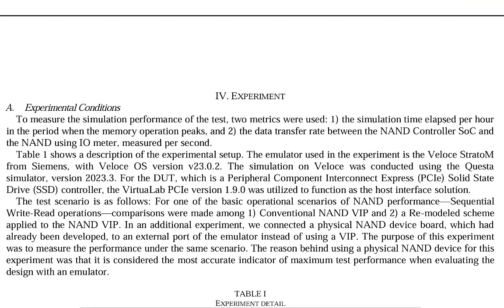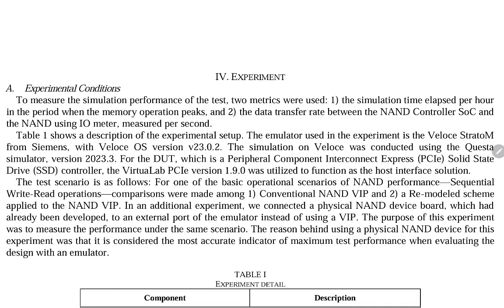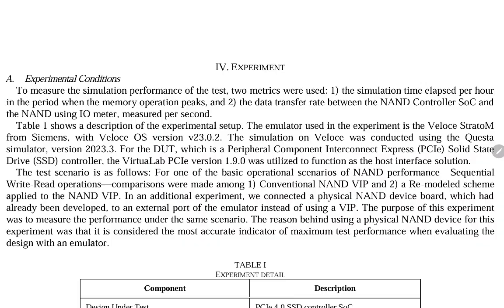Chapter 4 is experimental. A. Experimental conditions. To measure the simulation performance of the test, two metrics were used. 1. Simulation time left per hour in the period when a memory operation peaks. 2. Data transfer rate between the NAND controller SoC and the NAND using IOmeter, measured per second. Table 1 shows the description of the experimental setup.